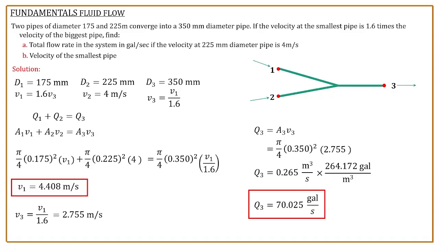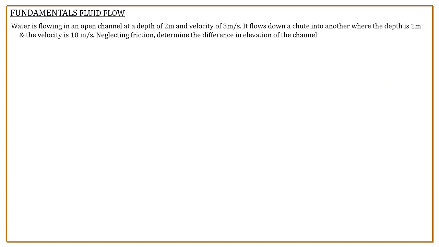Okay, let's proceed to the next problem. Water is flowing in an open channel at a depth of 2 meters and velocity of 3 meters per second. It flows down a chute into another where the depth is 1 meter and the velocity is 10 meters per second. Neglecting friction, determine the difference in elevation of the channel.